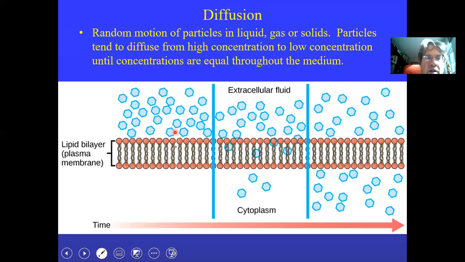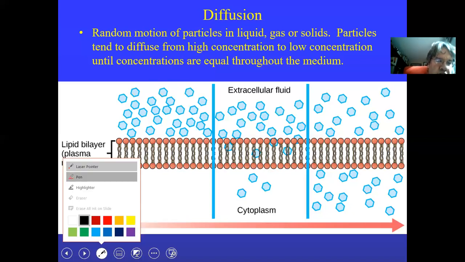Particles tend to want to equilibrate so that on both sides of a barrier there are equal concentrations. Otherwise, there's essentially energy stored in this. So this state here, with all these particles on one side of the membrane and none on the other side, is a high energy state. These particles want to go down their concentration gradient to equalize the concentration.